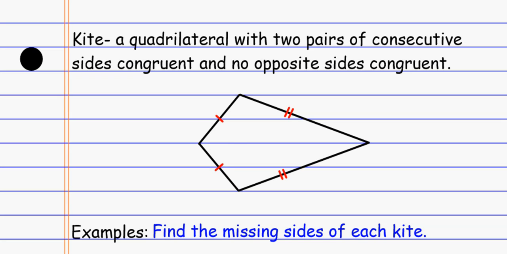And as you look at it, hopefully you go, hey, you know what it looks like? It looks like a kite, of course. Like the thing that you fly in the air on a nice windy day. You got your cross beams here. All right. It looks like a kite. That's why we call it a kite. All right. So consecutive sides are congruent, but no opposite sides. All right. So we have a pair of consecutive congruent sides and a separate pair of consecutive congruent sides.